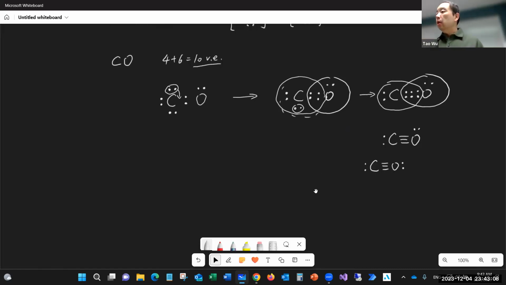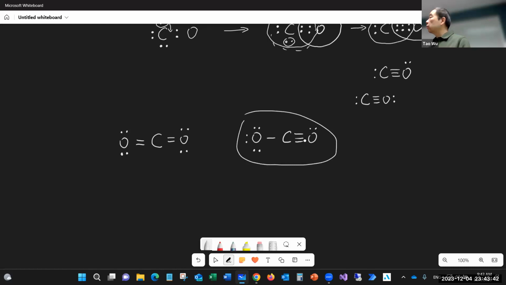And also, last time we talked about some exceptions, and one thing we talked about is how we can determine the structure. We talked about carbon dioxide. This is carbon dioxide, and actually we have another structure like this. This is also a Lewis structure. This structure also follows the Lewis structure.